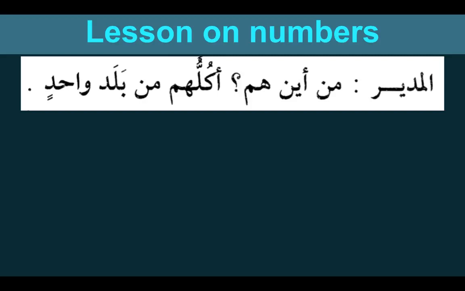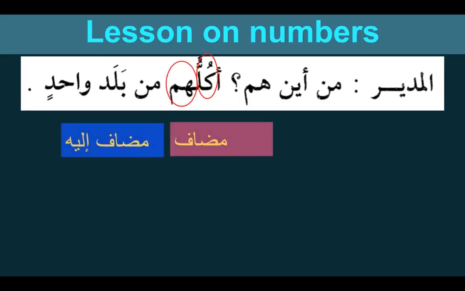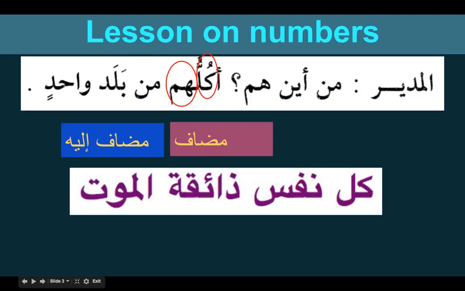Are all of them from one country? Min baladin. So we know it's min. It has to be baladin wahidin. So kullu is mudaf and hum is mudaf ilayhi. So we get a lot of examples of kullu in Quran. The most famous example is kullu nafsin zaiqatul maut. Kullu nafsin. Why nafsin? Because kullu is coming as a mudaf and the word after is mudaf ilayhi. Okay, all of the souls. Zaiqatul maut again is a combination of mudaf, mudaf ilayhi.